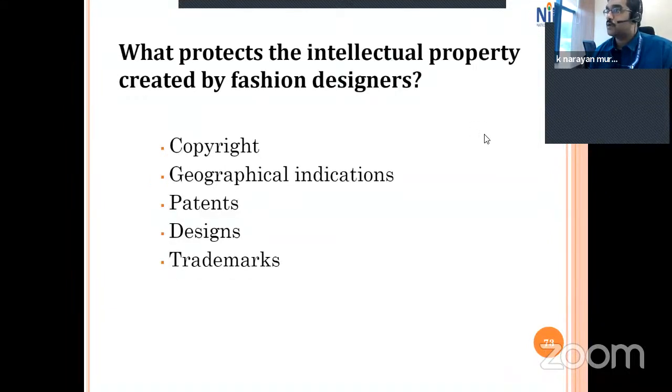What protects the intellectual property created by fashion designers? This question is very easy. You can find the answer in the question itself. So Varun, yes, the right answer is design. What protects the intellectual property created by fashion designers would come under design.